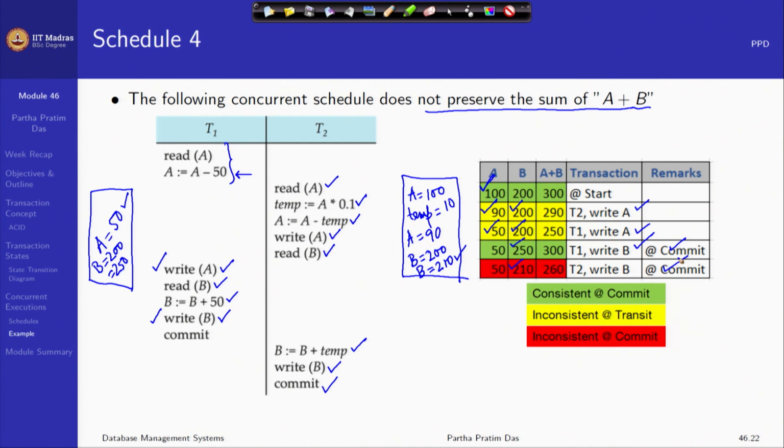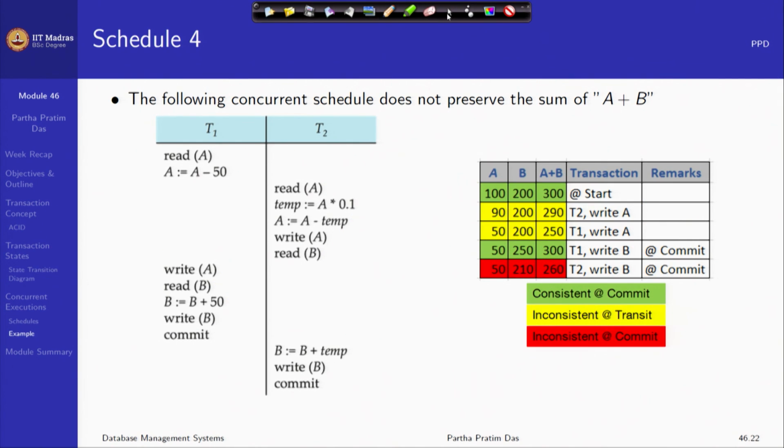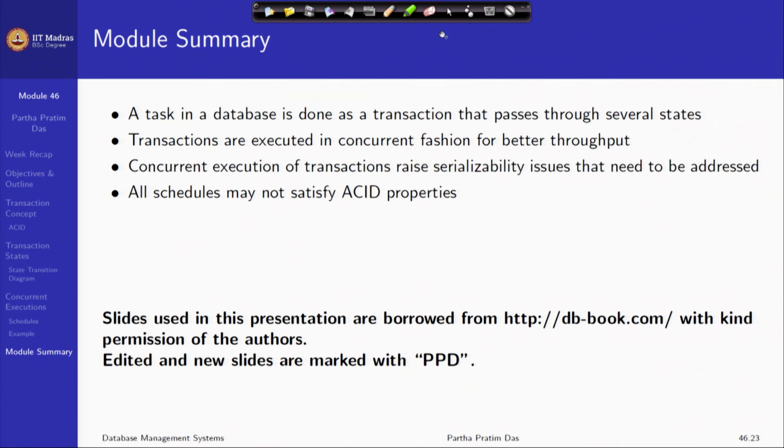So, this shows that schedule 4 does not preserve the sum. The sum has now become 260, 40 rupees has simply disappeared, and therefore, there is no serial schedule equivalent to this schedule 4, and it is not serializable. So, that is the point that we make, that all concurrent schedules are not serializable.